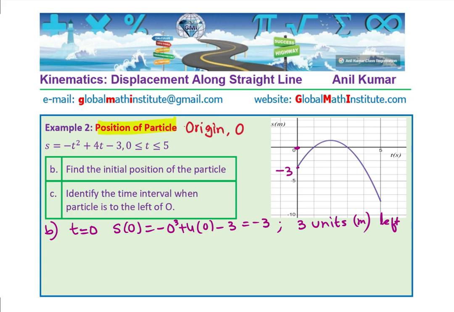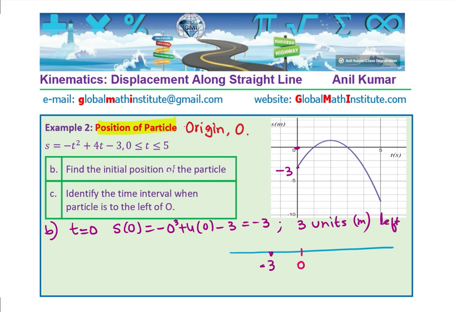O, you get the idea. So on a horizontal line, we will show the origin with O and the position as minus 3. You get the idea. That is what we are saying on the left side.